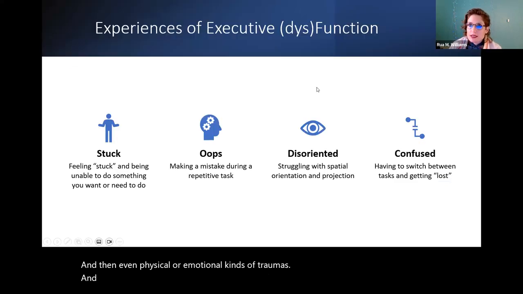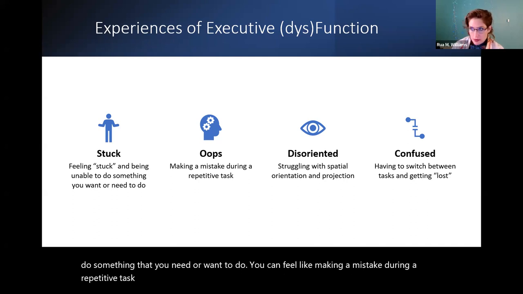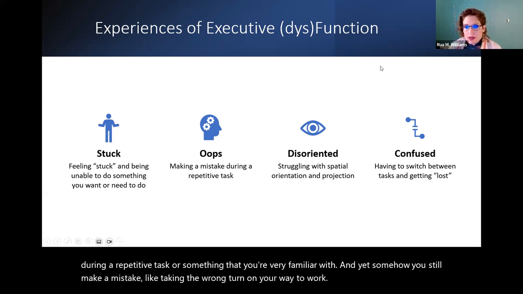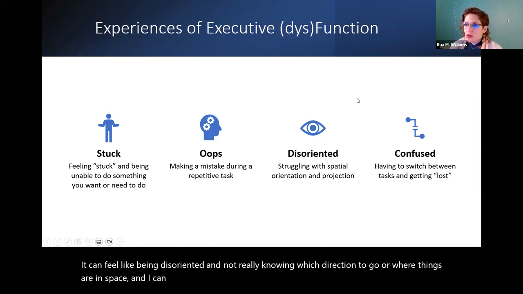And so, what does executive dysfunction feel like? It can feel like being stuck, being unable to do something that you need or want to do. You can feel like making a mistake during a repetitive task or something that you're very familiar with, and yet somehow you still make a mistake, like taking the wrong turn on your way to work. You can feel like being disoriented and not really knowing which direction to go or where things are in space. And it can have to do with being confused, such as walking into a room and forgetting why you were there.